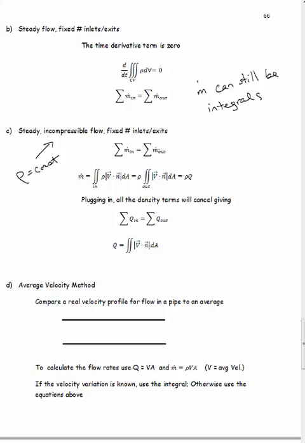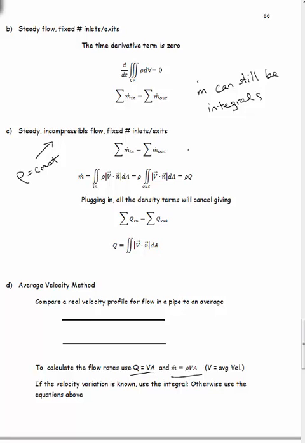Again, Q was our volume flow rate, and our volume flow rate was the integral of V dot n dA, or if it's average velocity, which we get down here, that's just going to be V times A. So Q equals V times A, and m dot equals rho V A.